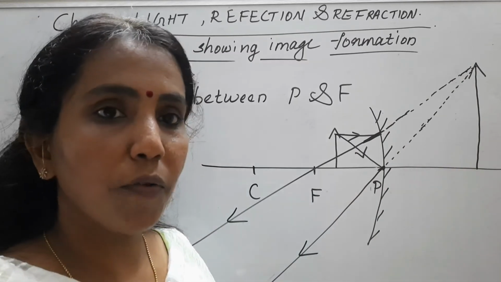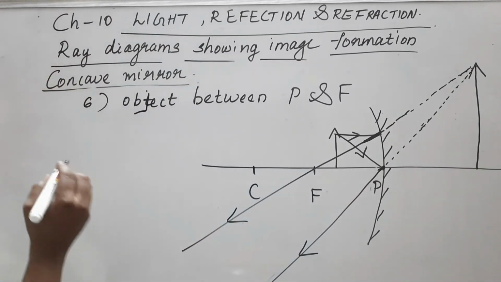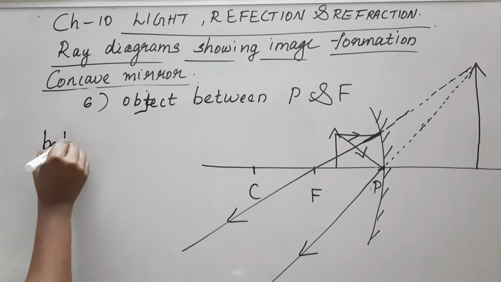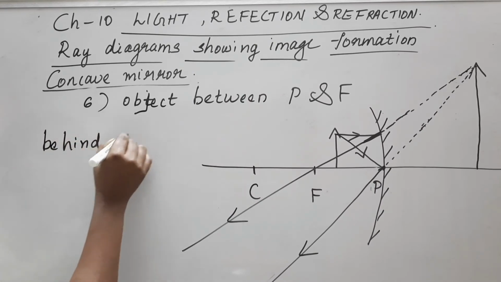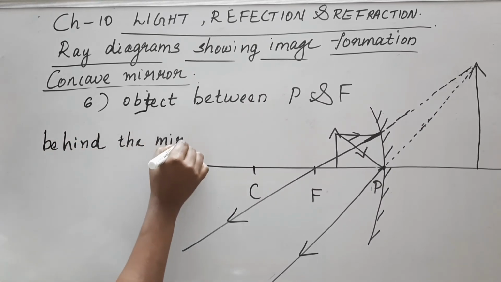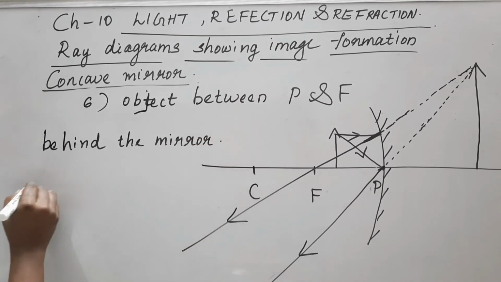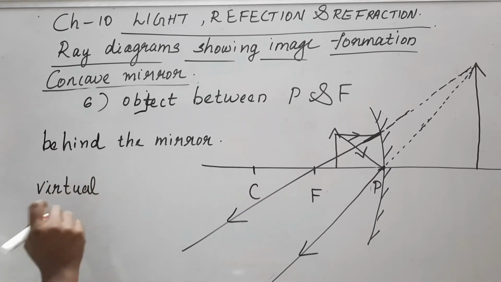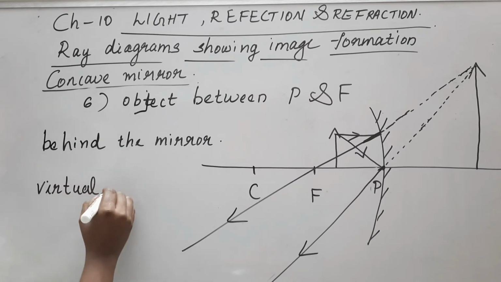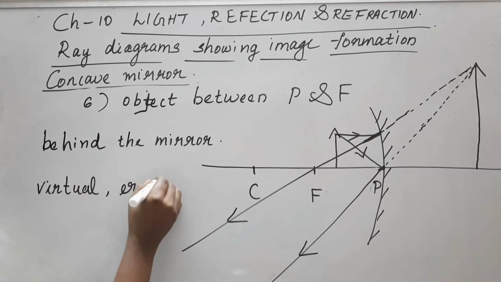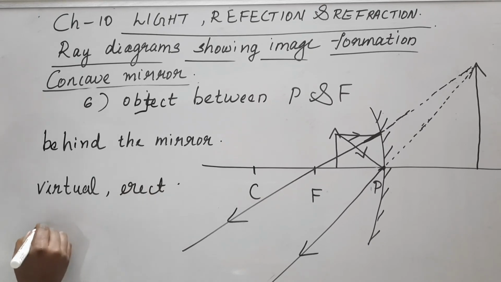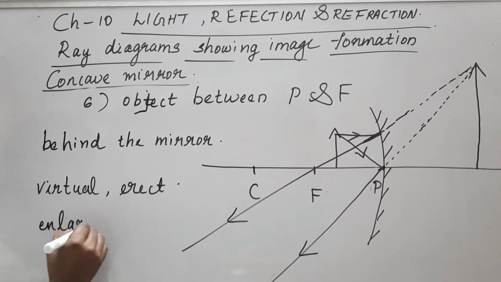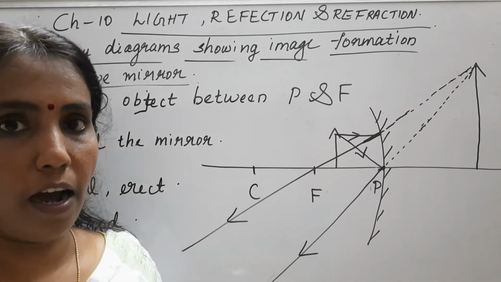And what about the nature of the image? It is an erect image, formed behind the mirror. The image formed is virtual and erect. Only for one position, that means between P and F, it is forming a virtual image, and that virtual image is found to be erect also, and the image formed is found to be enlarged. Compared to the object, the image is enlarged.